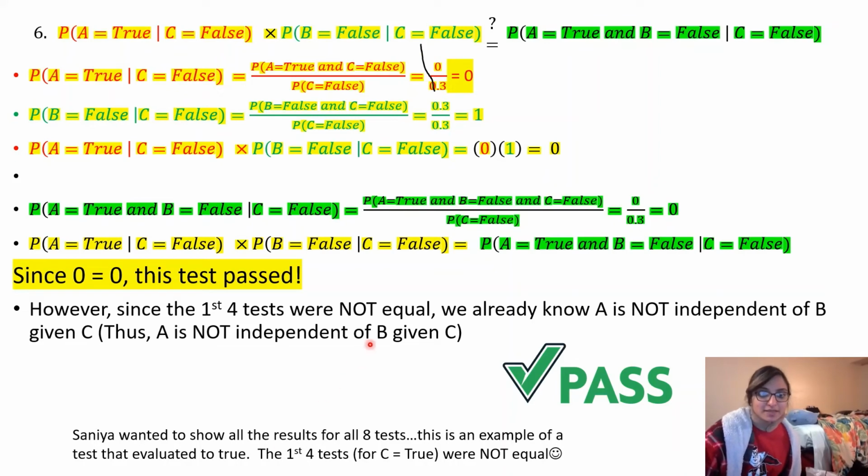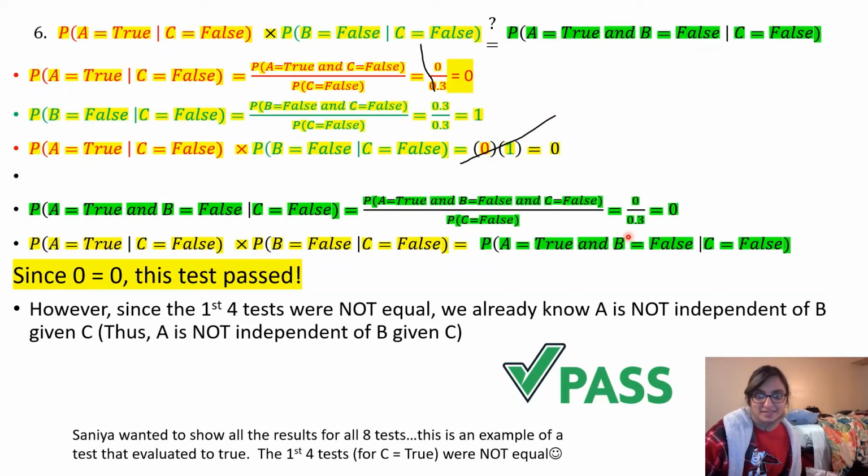Then we look at the probability that B is false, given that C is false. That would just be equal to the probability B is false and C is false, which is 0.3, divided by the probability C is false, which is 0.3. So this is just 1. So we multiply this 0 here by 1 here, and that just becomes a flat 0. So the left-hand side is thus 0.